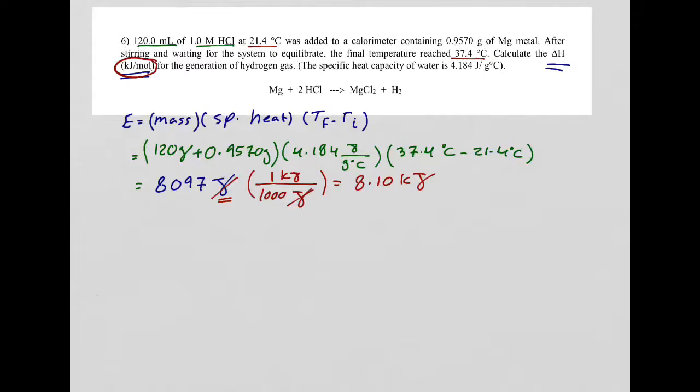Now, what they ask you to figure out is the delta H of this reaction. And the delta H is kilojoules per mole. Well, you have these two reagents reacting together and forming the product. So you have to use the moles of the limiting reagent. So we have to figure out which one is the limiting reagent.